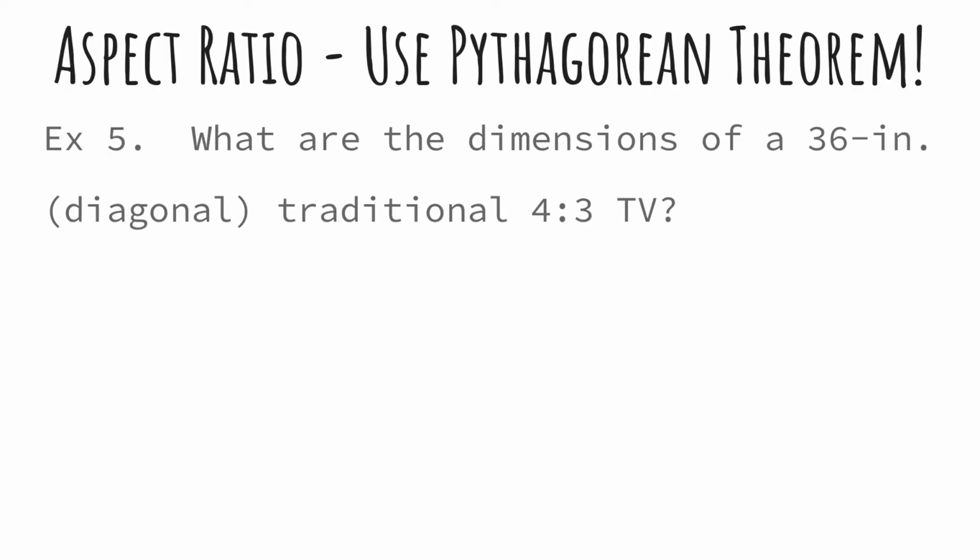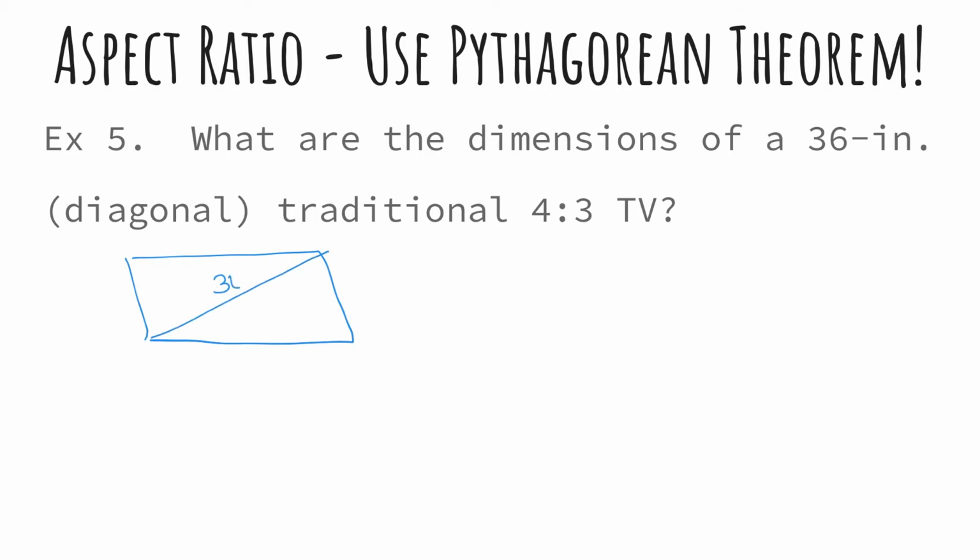All right, let's look at this example. It says, what are the dimensions of a 36-inch diagonal traditional 4:3 TV? So what that means is that we have this TV here, and the diagonal is 36.